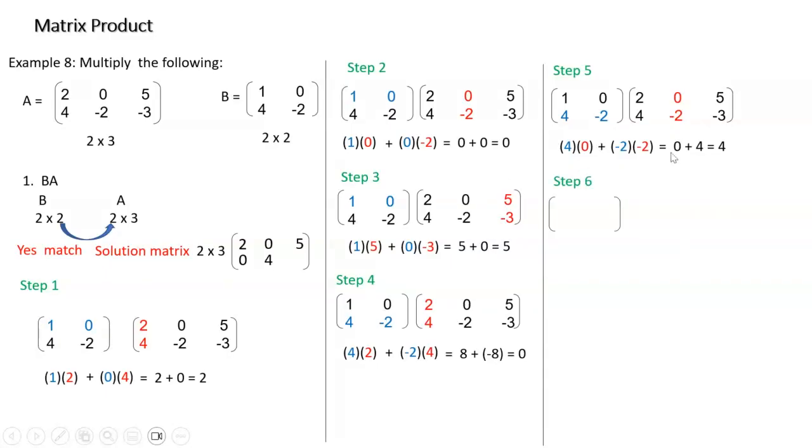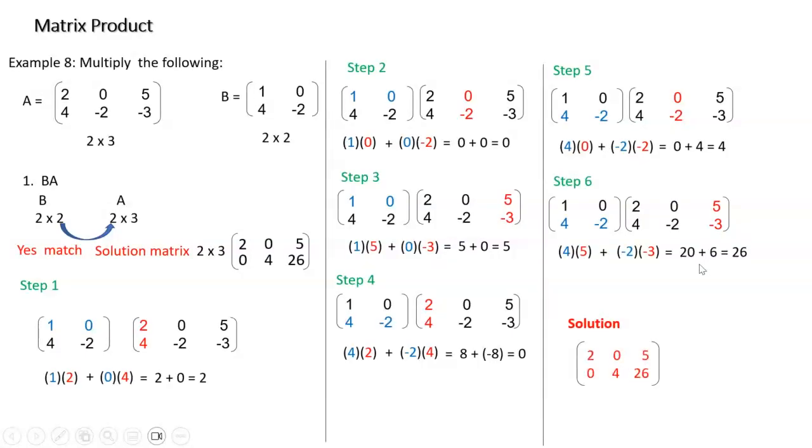And finally, we got the last step, which will be the second row times the last column, which is column 3. 4 times 5 plus negative 2 times negative 3 will give us 20 plus 6, which is 26. And that goes on row 2, column 3. So that's your result. Okay, it doesn't matter the size of the matrix. What matters is that if they can be multiplied, all you do is follow the same concept as what I just did.